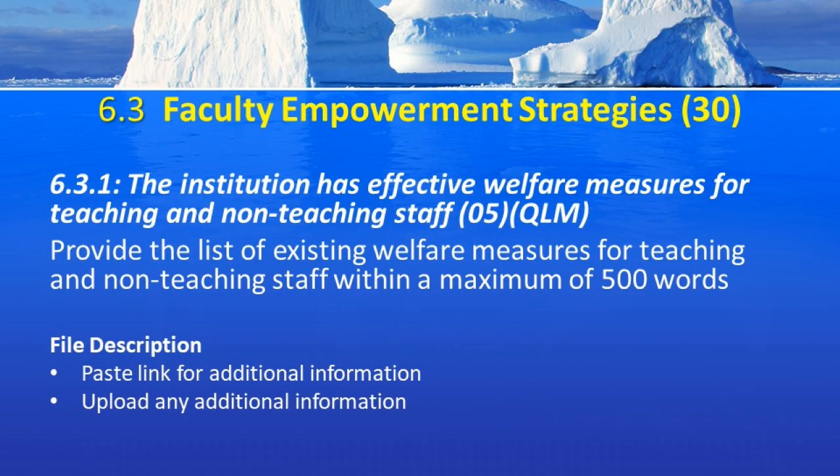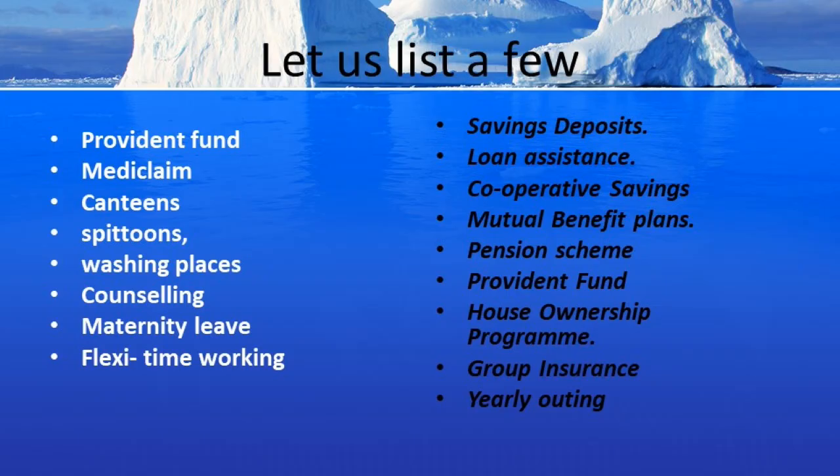The first one happens to be: the institution has effective welfare measures for the teaching and non-teaching staff. Now here it is expected that a list of the welfare measures is going to be given. It can be a long list, it is to be given in 500 words. Some of the welfare measures can be, you can even classify them. I have just made a list of it.